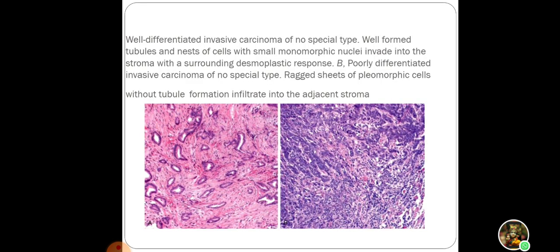These are microscopic pictures of the invasive carcinoma. Well differentiated invasive carcinoma of no special type: well formed tubules and nests of cells with small monomorphic nuclei invade into the stroma with a surrounding desmoplastic response. In figure B, you can see the poorly differentiated invasive carcinoma of no special type: sheets of pleomorphic cells without tubule formation infiltrate into the adjacent stroma.